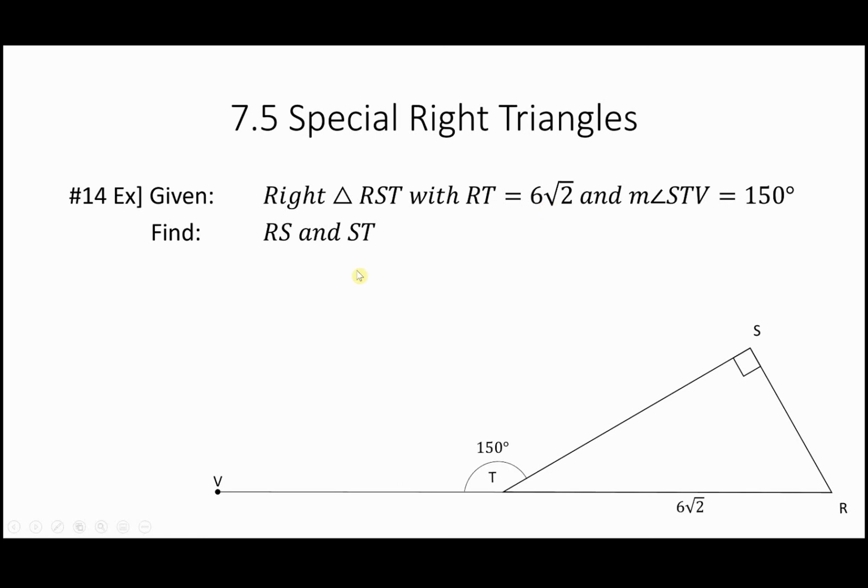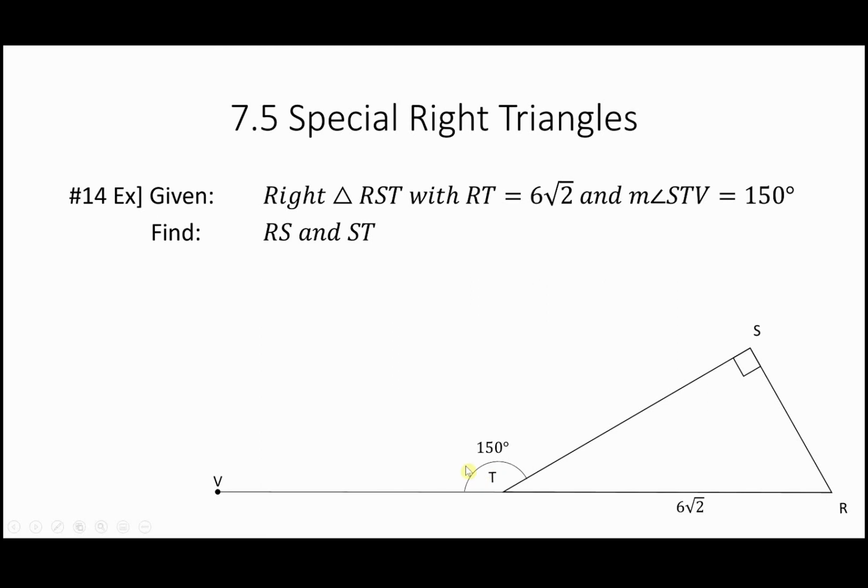Okay, so let's add those two pieces of information. And that's going to allow us to mark this interior angle at angle STR as what? Well, angle STR and angle STV are supplementary to each other. They form together a straight angle. So they have to sum to 180 degrees.